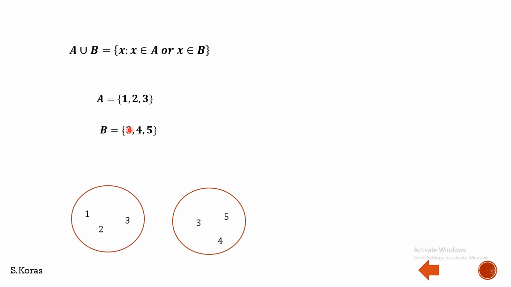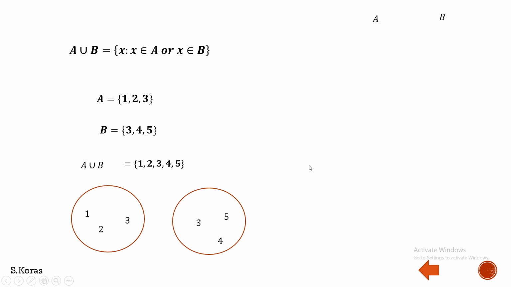So A union B is nothing but the elements which belong to capital A or the elements which belong to capital B will be placed in the set A union B. Right. So according to this, our A union B will be equal to, from A we are writing 1, 2, 3, and this 3 is here also, so you should not repeat it again. So 4 and 5. This is our A union B. Right. Now how to represent this A and B in a Venn diagram?